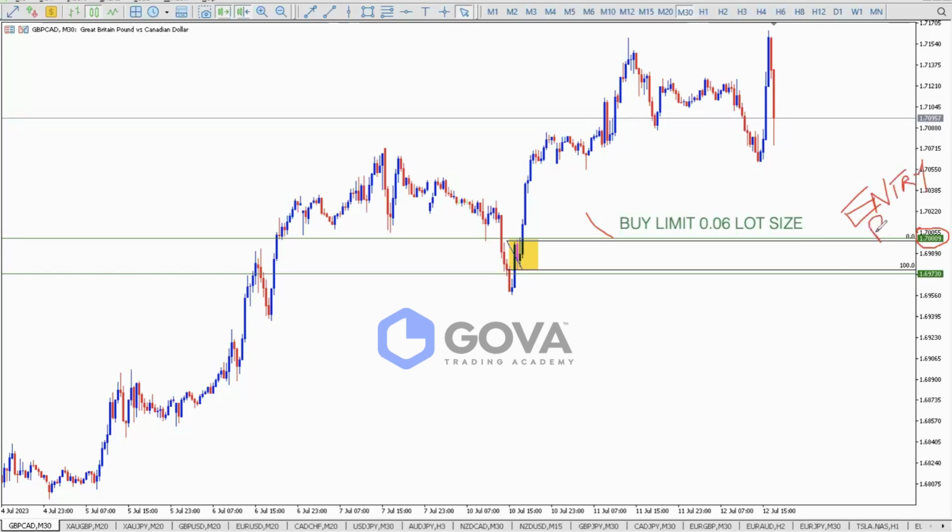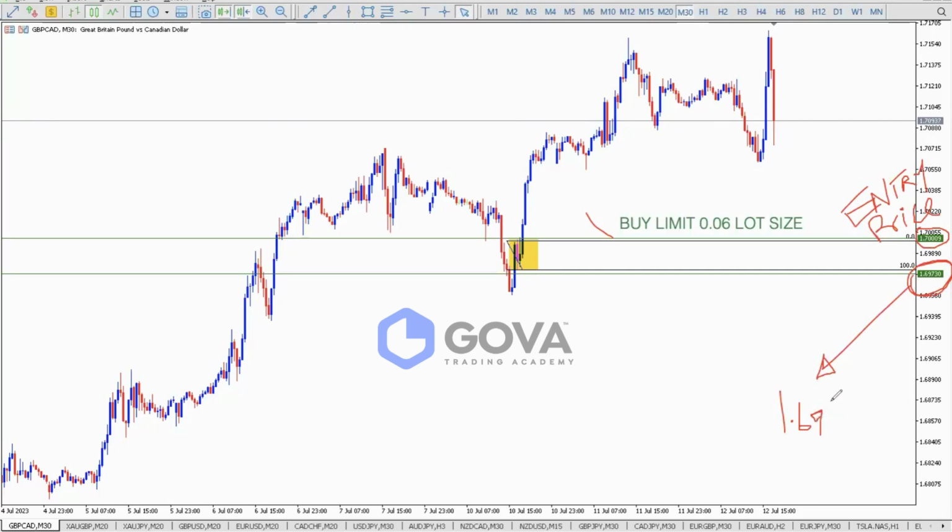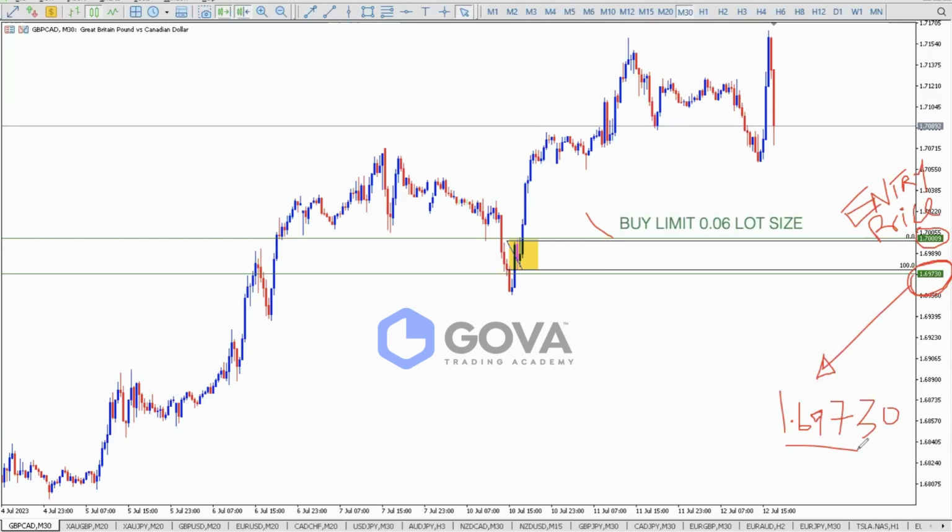That's the entry price. So this is your stop loss price: 1.6769, 1.69730. That's the stop loss in price. It means you should put this stop loss on your buy limit area.